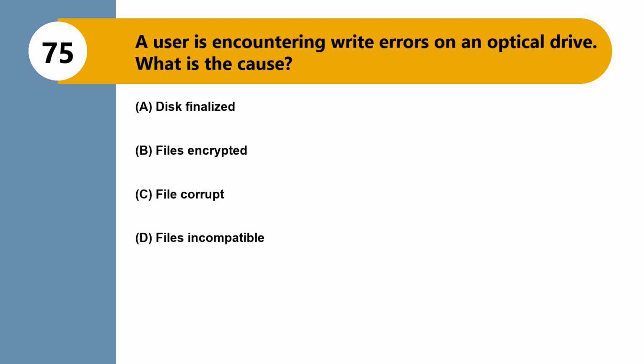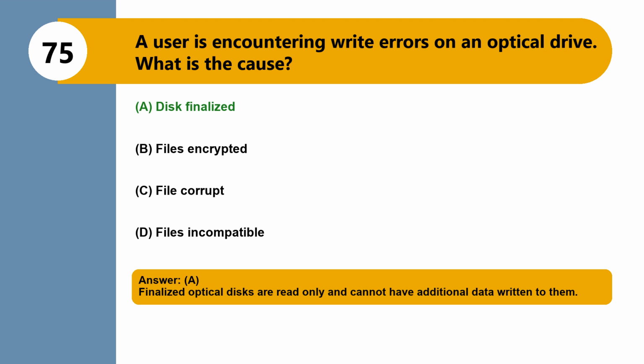Question 75. A user is encountering write errors on an optical drive. What is the cause? Option A, disk finalized. Option B, files encrypted. Option C, file corrupt. Option D, files incompatible. The correct answer is option A, disk finalized. Finalized optical disks are read-only and cannot have additional data written to them.